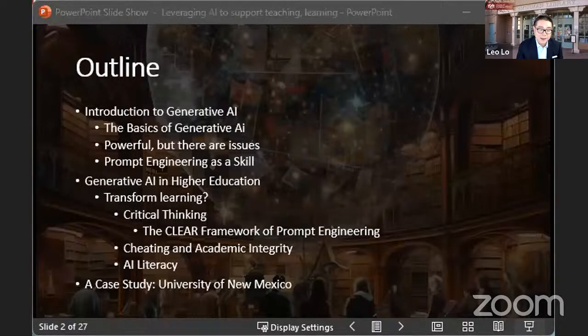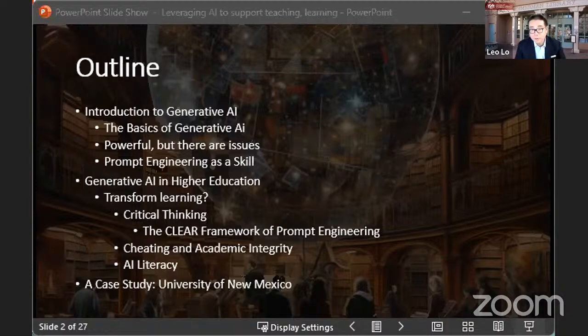So what are some of the things we need to be aware of with that? And prompt engineering. I don't know if you've heard of that term before, but we'll talk a little bit about that as a new skill set. And then the bulk of the lecture will focus on generative AI in higher education. Is it going to transform learning? That's the question, right? A lot of people have asked whether AI will enhance critical thinking or destroy critical thinking in learning. So that's something we want to spend a little bit of time on.